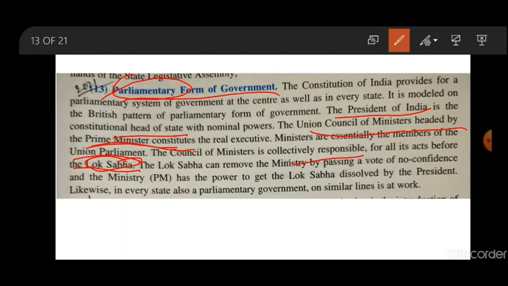The Lok Sabha can remove the ministry by passing a vote of no confidence. By any chance, if the Prime Minister and his Council of Ministers are found to be doing any unconstitutional work, which they are not supposed to do, maybe it's illegal or not constitutional at all, at that time the Lok Sabha can pass a vote of no confidence against the ministry. Then they can be removed from their office.